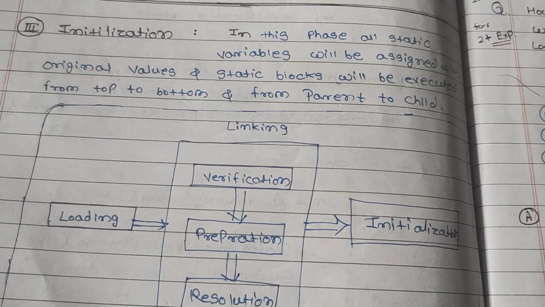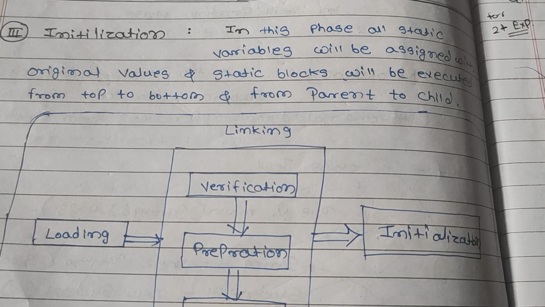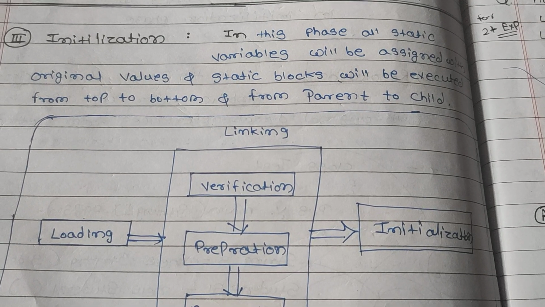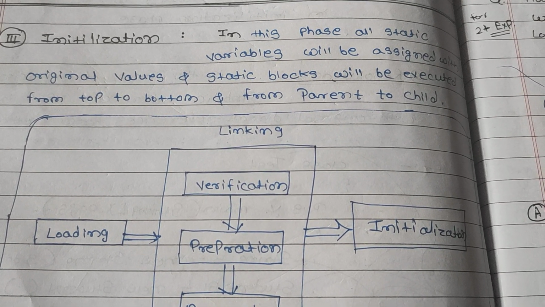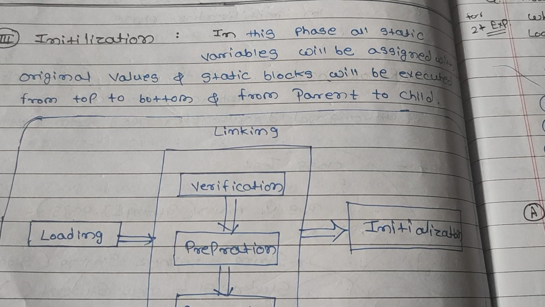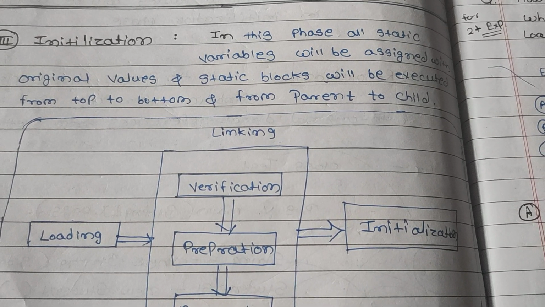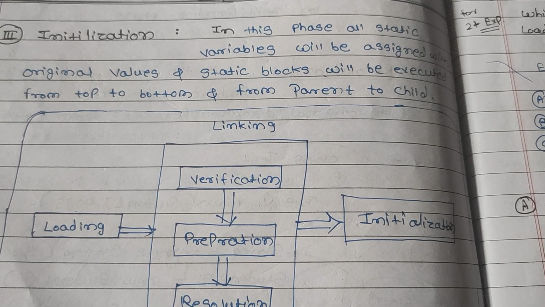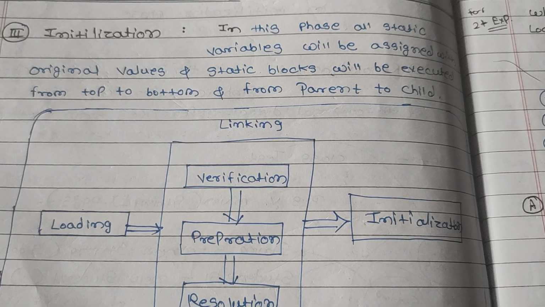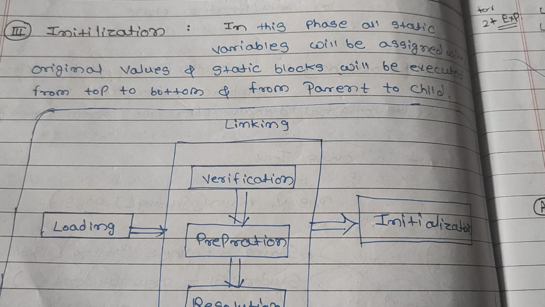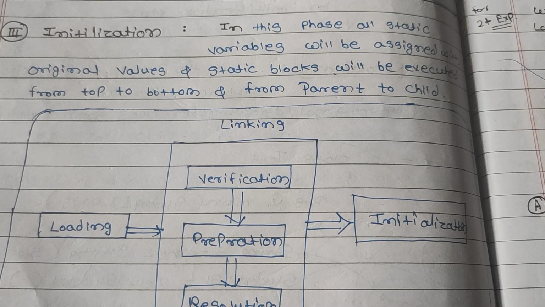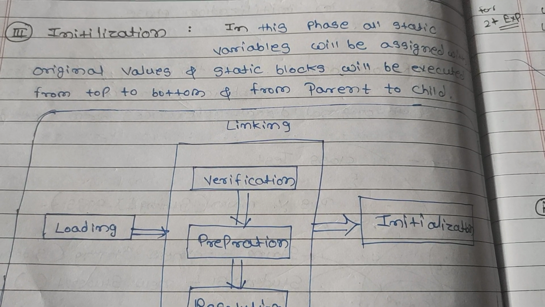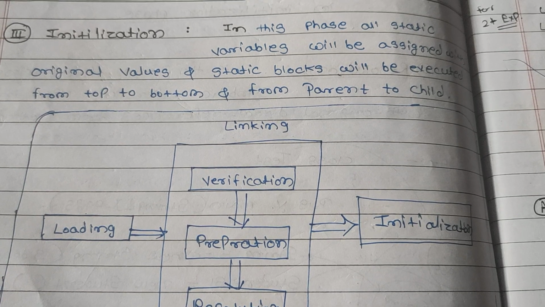This is the initialization process where all your static variables will be assigned the original values that you have mentioned in your program, and all the static blocks will be executed from top to bottom and from parent to child. If you are a Java programmer, you know all these terminologies, but if you are a beginner, don't be nervous if these terms are new for you. What are these static blocks? What are these static variables? In our coming sessions, I am going to take sessions on those concepts also.